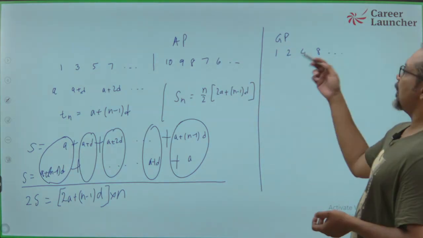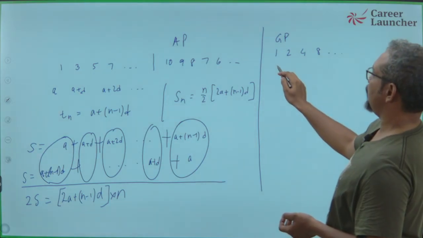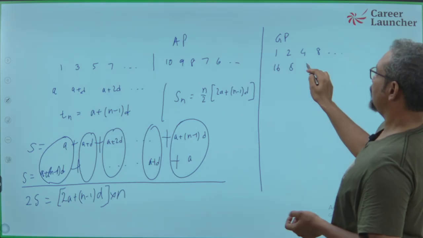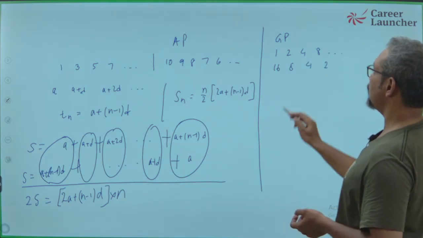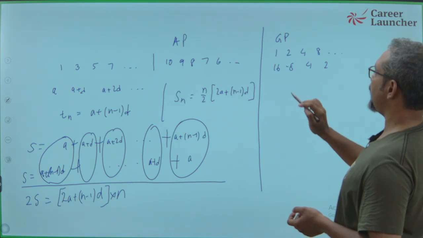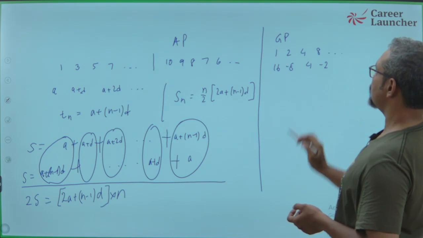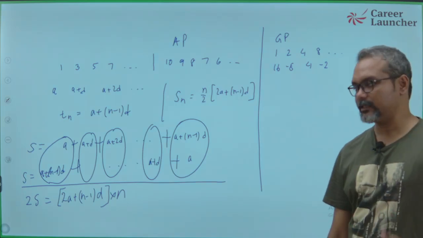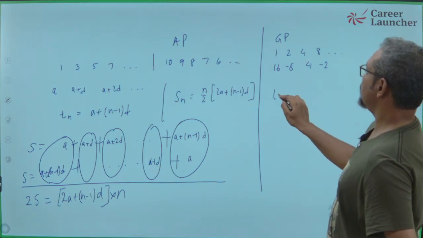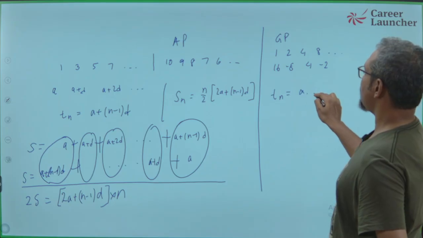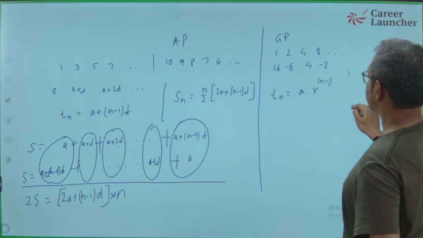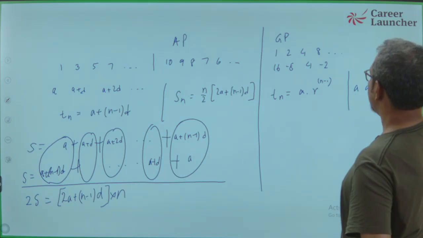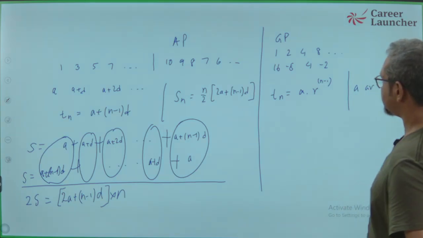So here we can have a fractional common ratio also, like 16, 8, 4, 2. Or it could also be negative, like 16, minus 8, 4, minus 2. So the common ratio is now negative half, anything is possible. So here the nth term would be A times R to the power n minus 1, where R is the common ratio. The general series would look like this: A, then AR, then AR squared and so on.